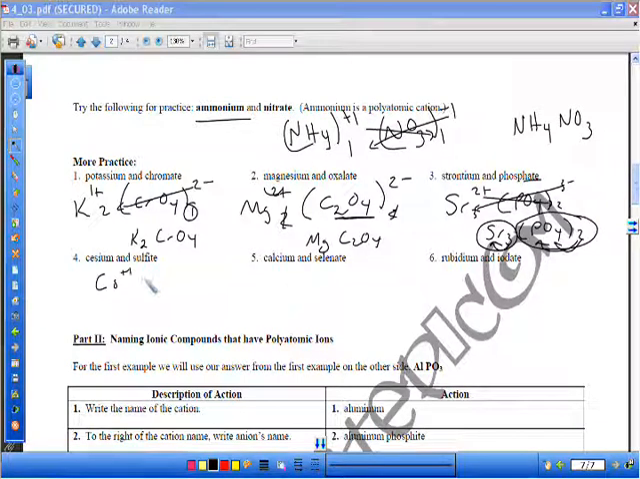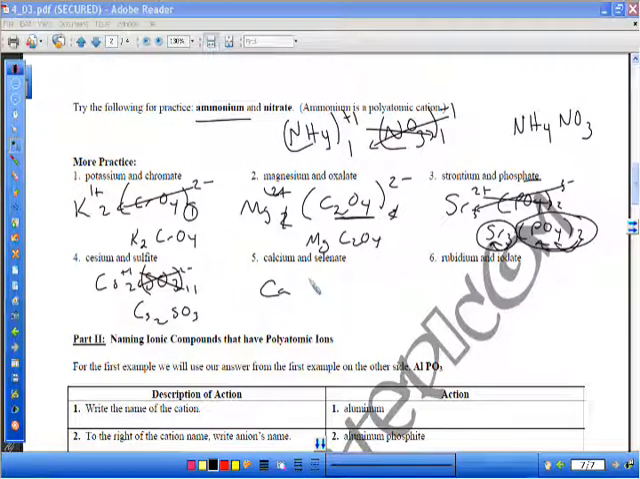Cesium, +1. Sulfite. Sulfite's on your list that you need to know. Sulfite, SO3. Just go ahead and put your polyatomics in parentheses. Crisscross, 2 to 1. Oops. And it's going to come out Cs2SO3. And since there's only one sulfite, I can just leave it like that.